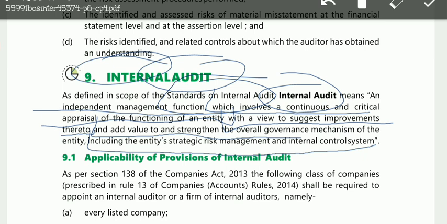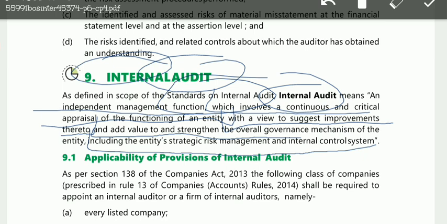And with a view to suggest improvements, he observes everything that is going on in the entity, and if he finds that something is lacking or not in a proper way, he suggests some improvements and adds value to and strengthens the overall governance mechanism of the entity. When the entity conducts an internal audit, the weaknesses are already identified, and in this way the governance mechanism in the entity becomes stronger and stronger, and including the entity's strategic risk management and internal control system.